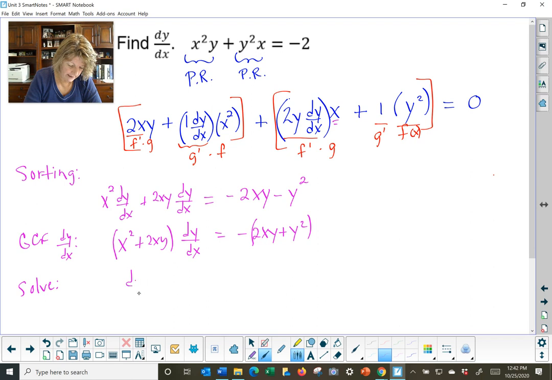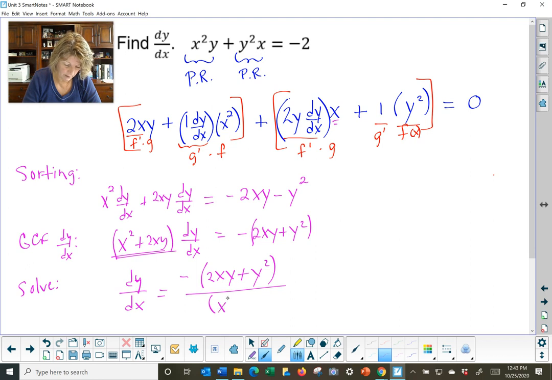So dy dx equals, I got that negative sign out front, 2xy plus y squared over, dividing by that factor from the left side of our equation. And there's the, oops, get a parenthesis. Don't want to leave mismatched parentheses. Delta Math and WebAssign would not like that. There's our derivative. And I think we have one to go.